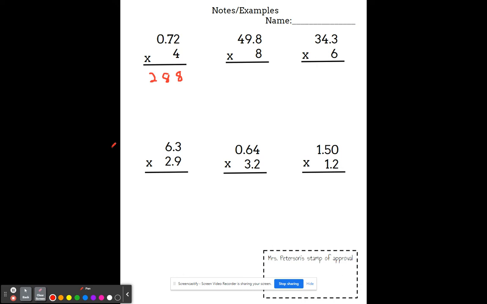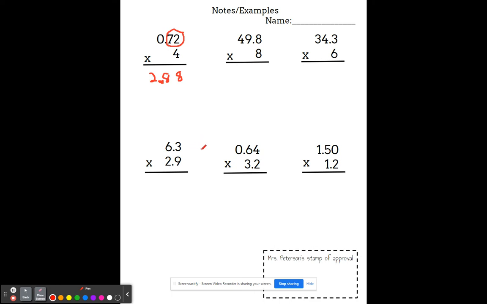Sorry about that. So what you do is you count how many digits were behind a decimal point in the two numbers that you multiplied. So in 0.72 and 4, only one of them was a decimal, and there were 2 digits behind the decimal point. So you'll start at the back of your number, and you'll go twice to the left. It would belong right here.